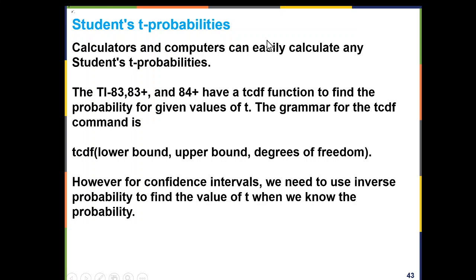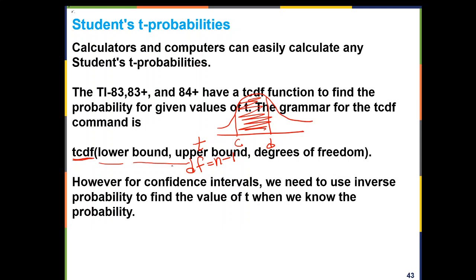So what are we going to do? This is the T distribution, with degrees of freedom of n minus 1. So how do we know the area between, let's say, C and D here? How do we find that area? Well, we go to something called T distribution CDF. See that? T CDF. Lower and then upper, and then degrees of freedom. That's all you have to put.